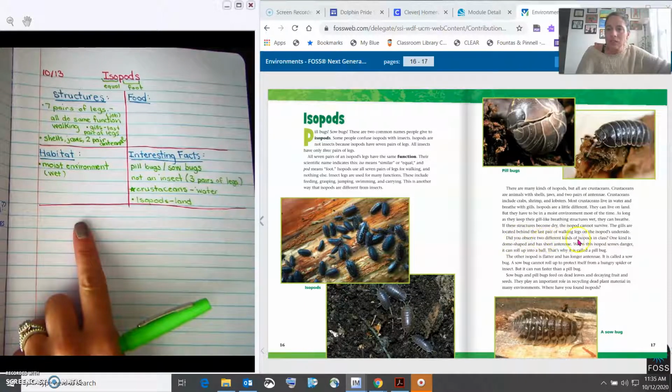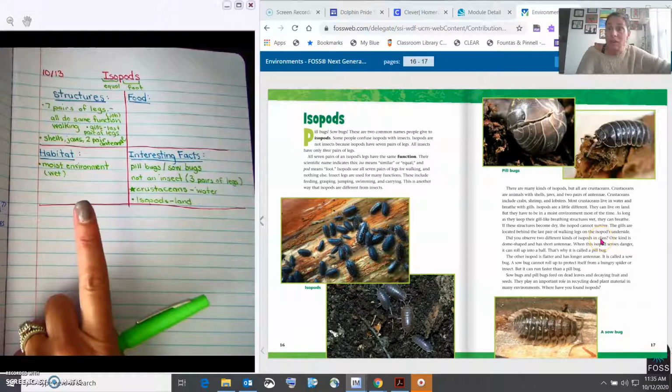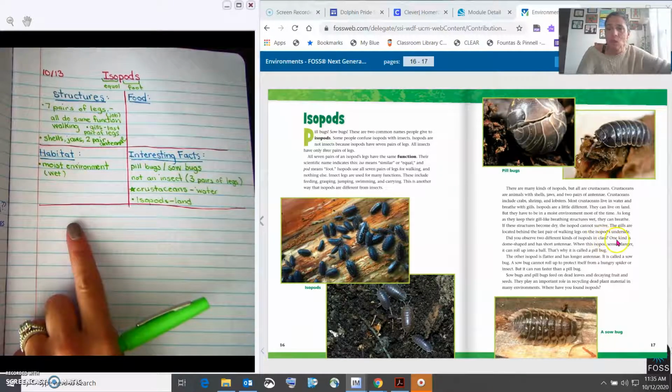Did you observe two different kinds of isopods in class? You have not yet, but we will. One kind is dome-shaped with short antennae, right here. That's the pill bug. When this isopod senses danger, it can roll into a ball. That is why it's called a pill bug. The other isopod is flatter with longer antennae. It is called a sow bug. Sow bugs cannot roll up to protect themselves from a hungry spider or insect, but they can run faster than a pill bug.